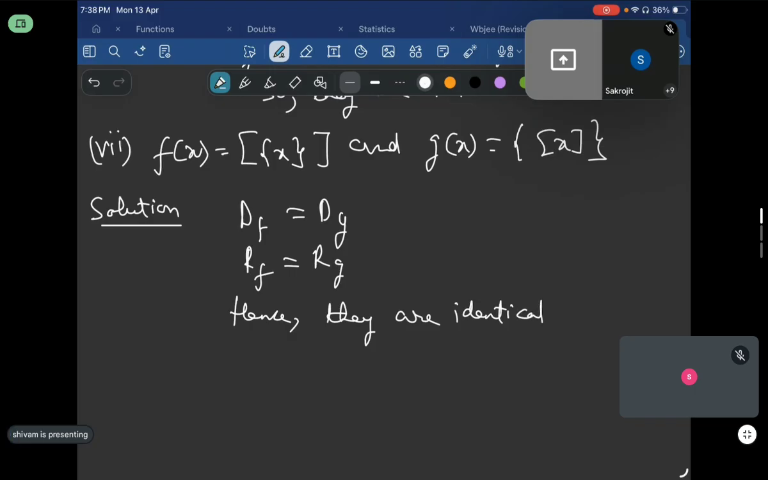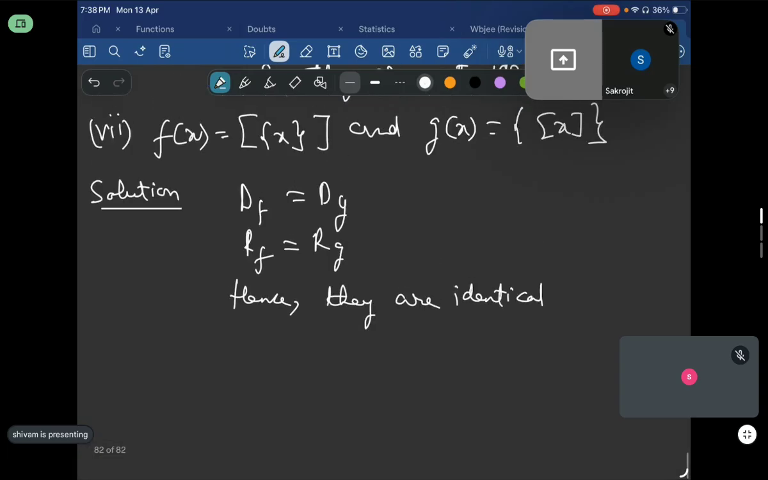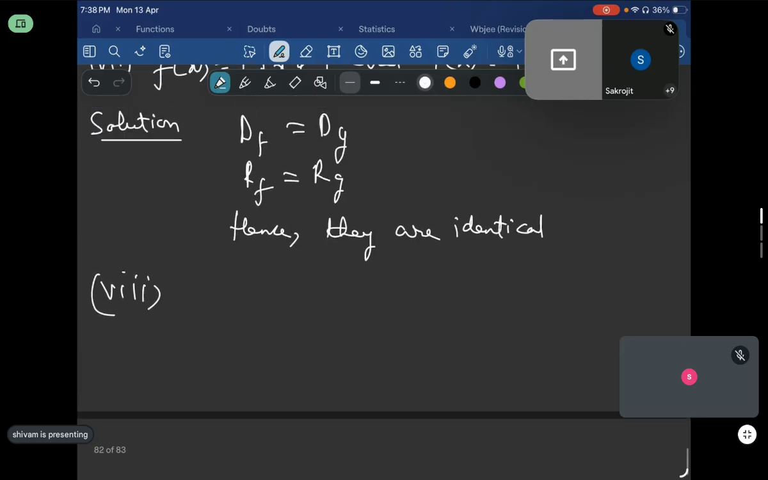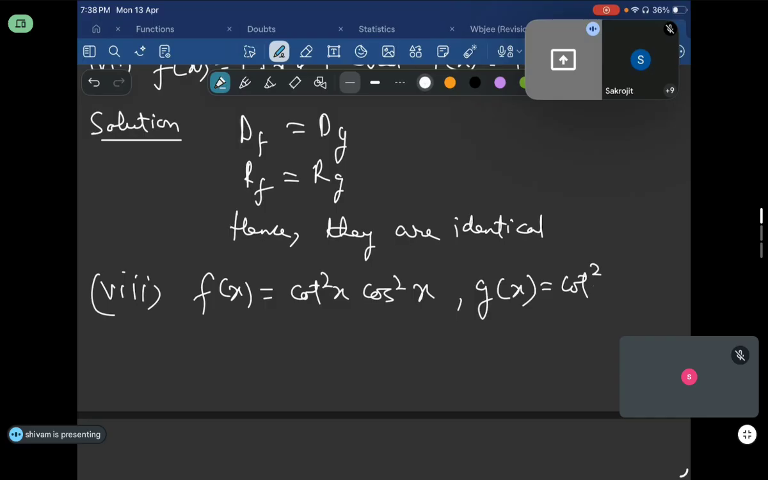Next, number 8. f of x is equal to cot square x into cos square x, and g of x is equal to cot square x minus cos square x. Others also raise your hand. I can see every time the same hands are being raised. Are they identical?